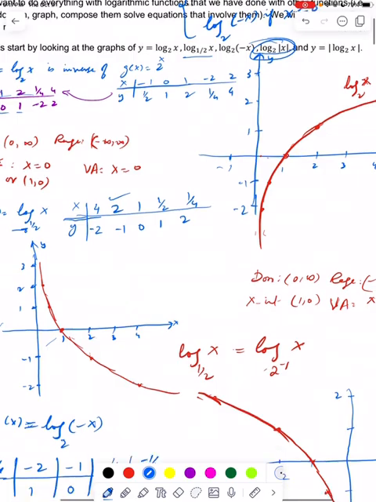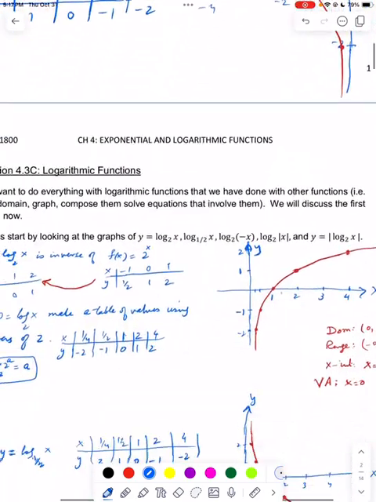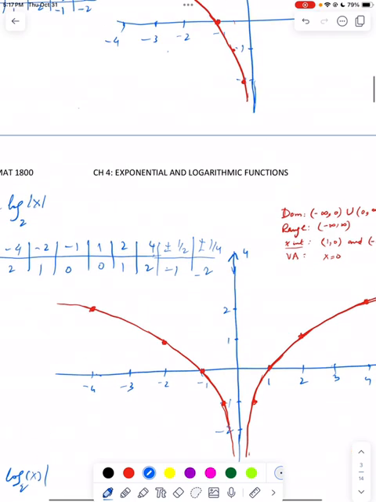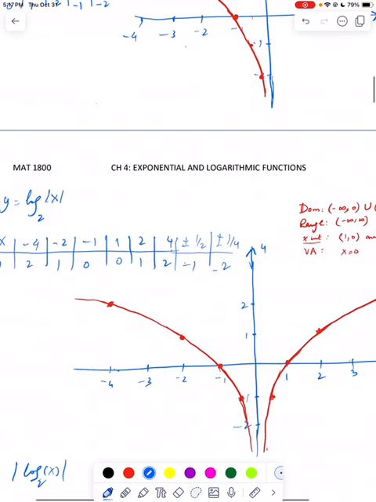That means we have two pieces, this first one and the third one. And here I have it drawn already for you. So this is the graph of log of the absolute value of x base 2. So you have both the pieces. This is the piece log of negative x base 2, and this is the piece log of x base 2.